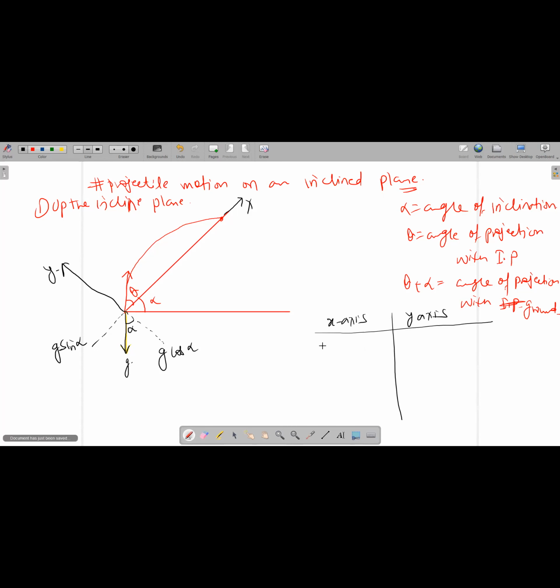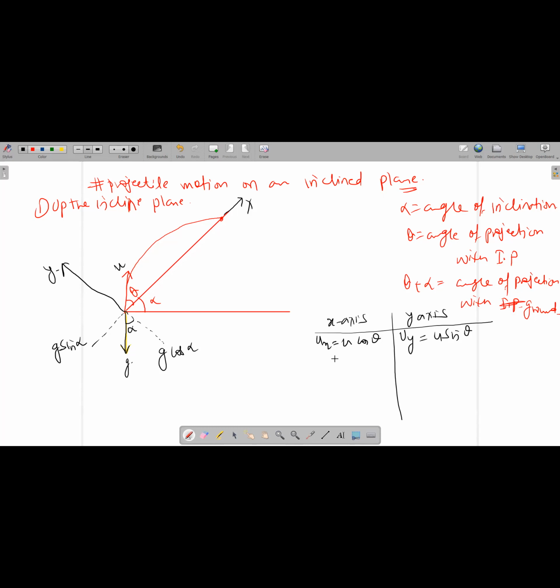Suppose you have thrown this object with some initial speed u at some angle theta with the inclined plane. And we have assumed the x-axis along the inclined plane. So it will have two components, u cos theta along the x-axis and u sin theta along the y-axis. So the initial component of velocity along the x-axis is u cos theta, and along the y-axis is u sin theta.